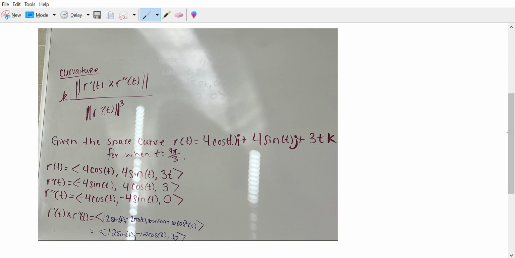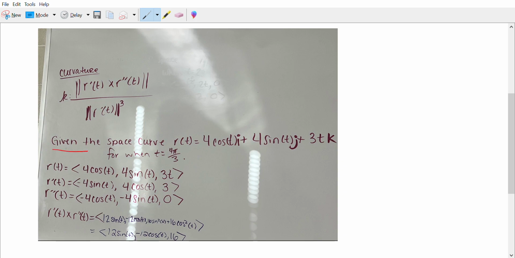Okay, so today we're looking at finding the curvature. Looking at this first problem, I wrote the formula, which we already have in our notes. We want to find the magnitude of the cross product of the first derivative and the second derivative, and divide that by the magnitude of the first derivative cubed. Okay, we'll start here.